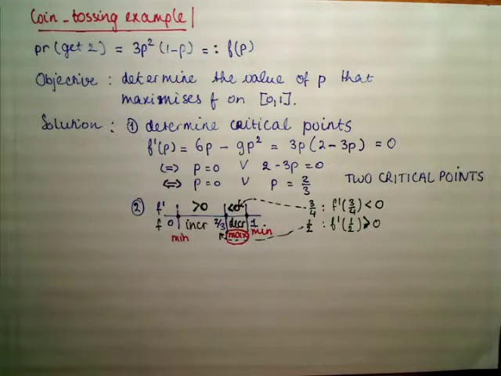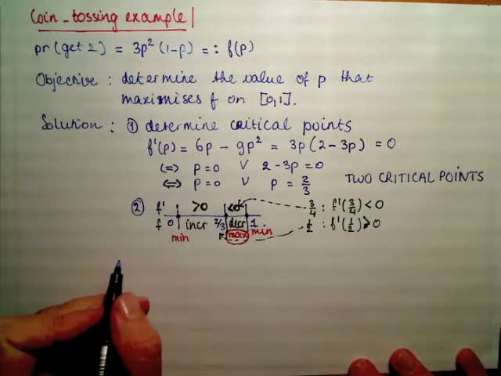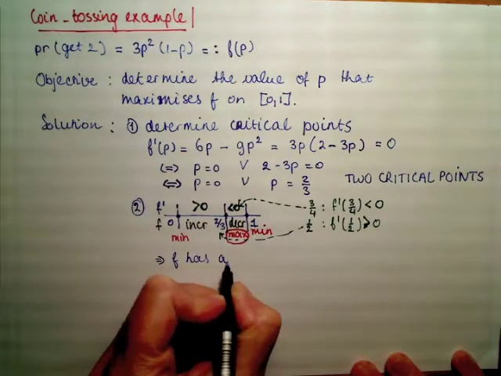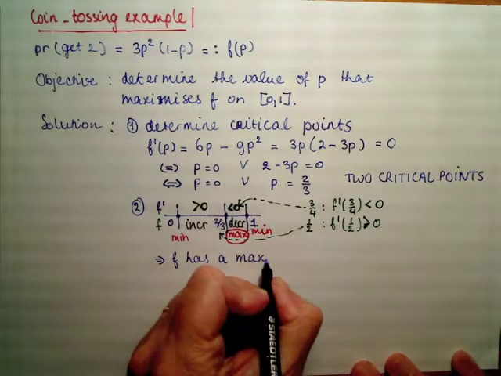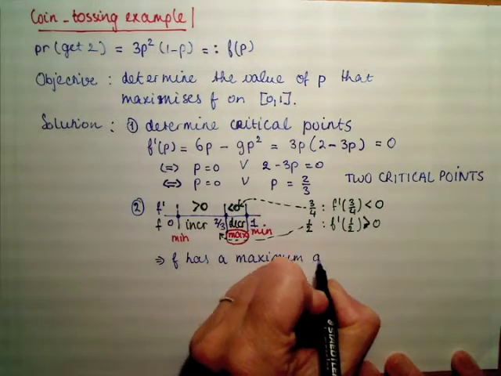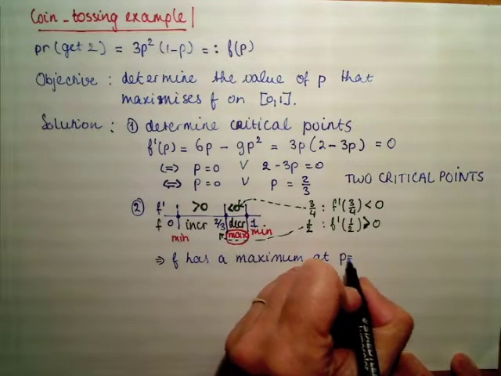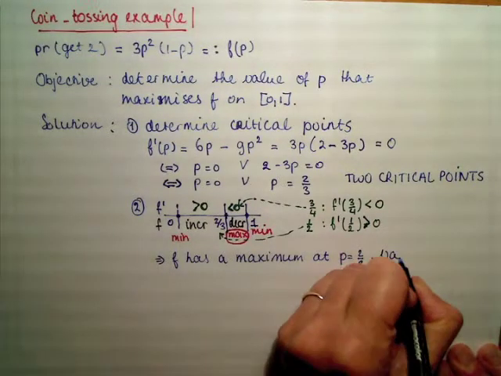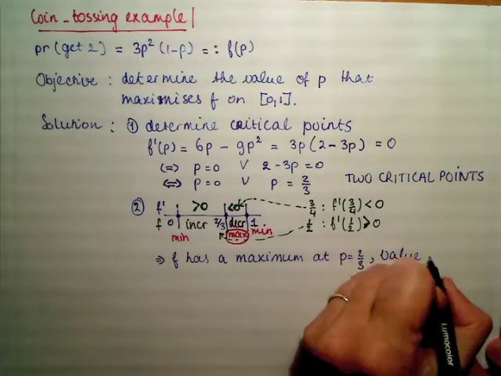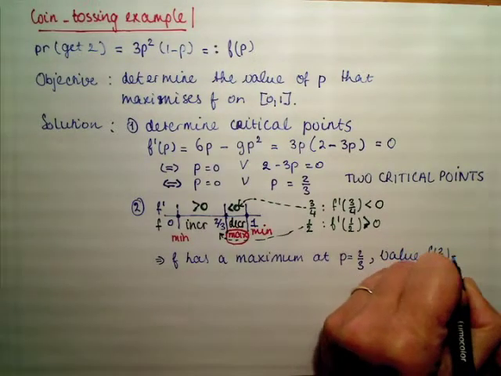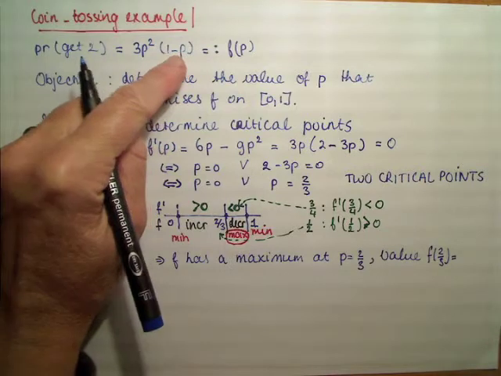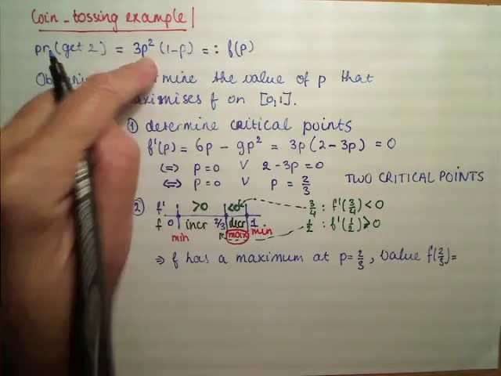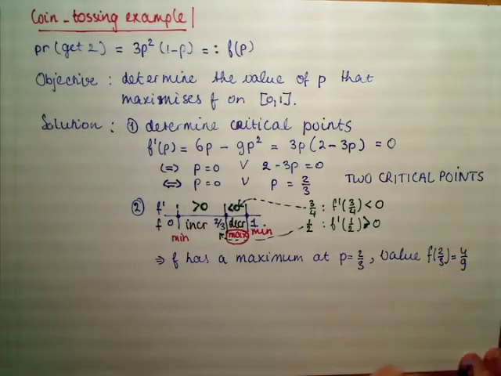Now, since it's the only maximum, it must even be a global maximum. So f has a maximum at p equals 2/3. It is the only value. Okay, the value at 2/3 equals, well, 1 minus 2/3 is 1/3, multiplied by 3 is 1, multiplied by 2/3 squared is 4/9, if I do it correctly.